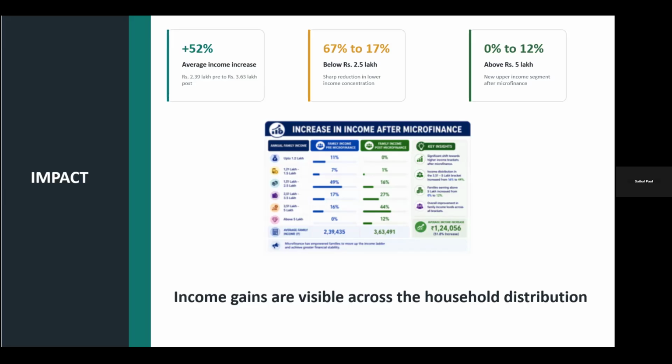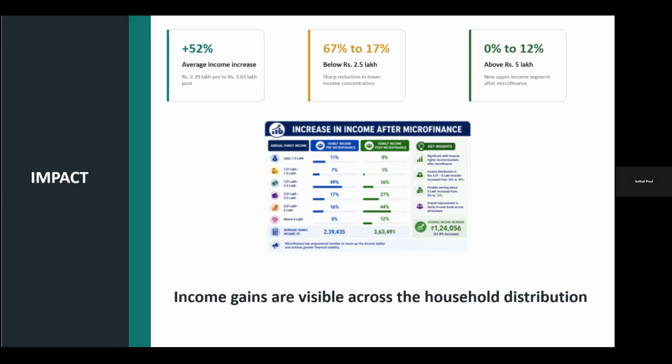So you're writing, I couldn't get this one, this 67% to 17% below 2.5 lakhs. So are you telling that the pre-microfinance percentage of people who are earning below 2.5 lakhs was 67%? Now they've reduced to 17%. So it's the bucket which has changed.